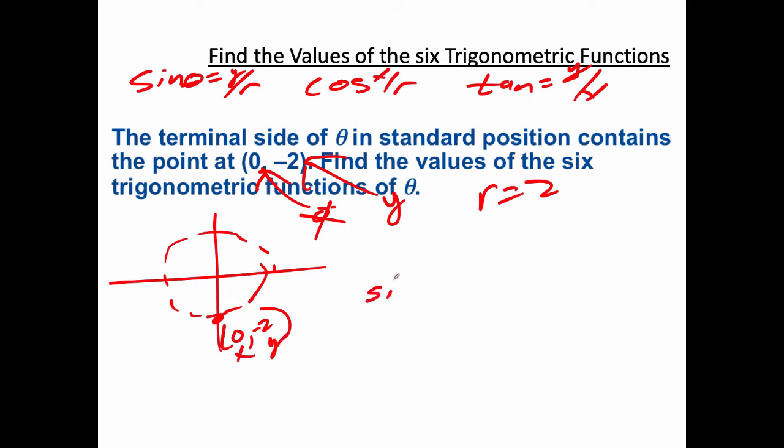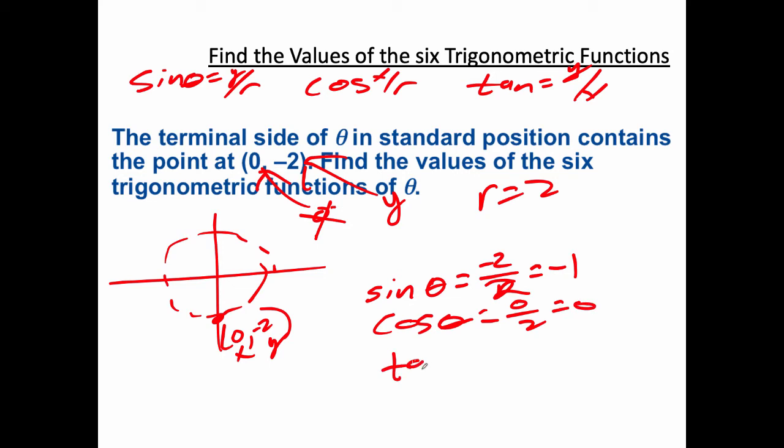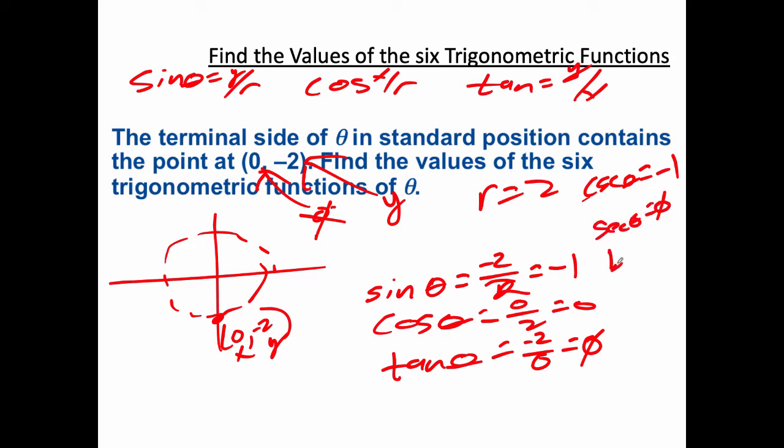I could go the sine of this value theta, which happens to be at 270, be the y coordinate divided by r, -2 divided by 2, which is -1. And then the cosine would be the x coordinate divided by r, which is 0, and the tangent is the y coordinate divided by the x coordinate, which is undefined. And then the other three we've got to flip over. Cosecant, flip over -1, it's -1. Secant, flip over 0. If you flip over 0, you get undefined. And the cotangent, you flip over undefined and you actually get 0.